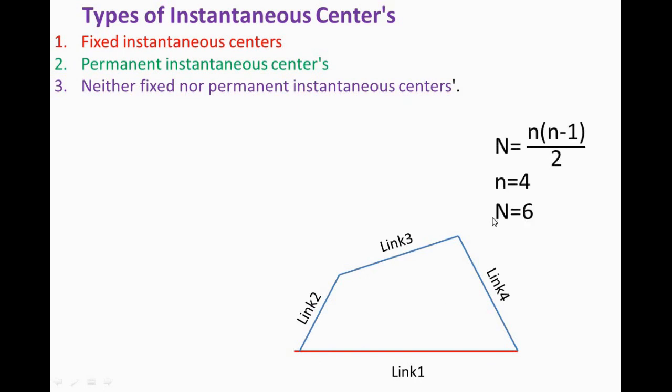So let us apply the formula of calculating instantaneous center. N is equals to n into bracket n minus 1 divided by 2. So here total number of links are 4. If you put the value of small n is equals to 4 in this given formula, you will get total number of instantaneous centers 6. Now we are going to locate the instantaneous center for this mechanism. So first we have identified how many instantaneous centers are there. There are total 6 instantaneous centers for the 4-bar mechanism. So let us locate the instantaneous centers.